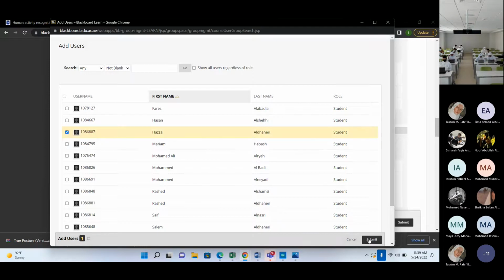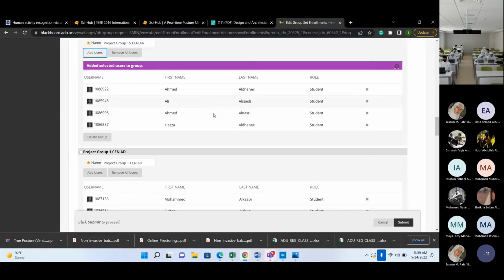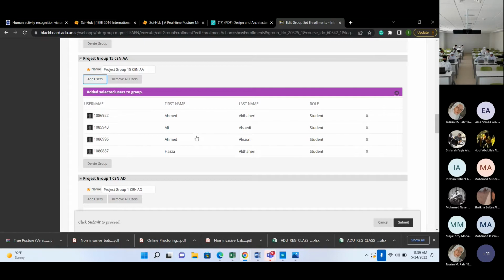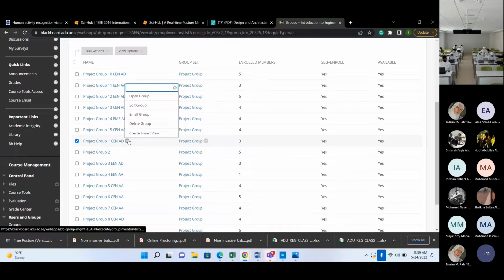Okay, so you'll be added to this group. This group is number 15 in Al-Ain. Hazza just told us, okay, just another update, he does have a group. It's group 15. Perfect. Okay, I've added him to group 15 anyways. طيب. Let me just double check one last thing.